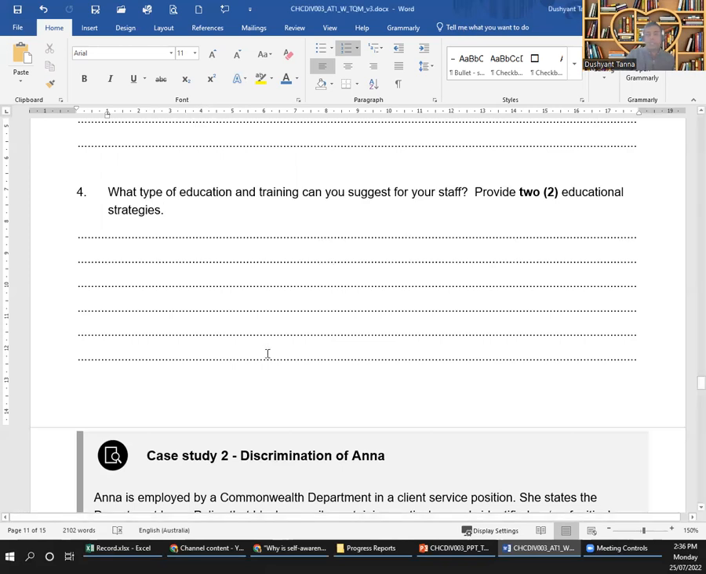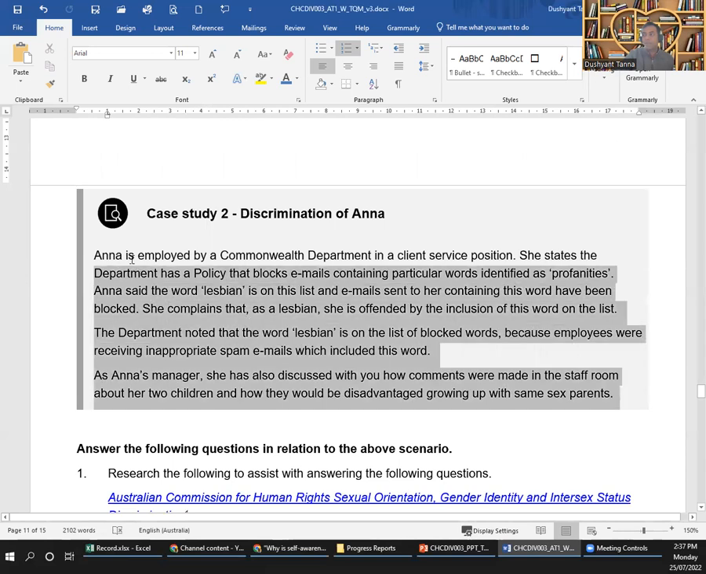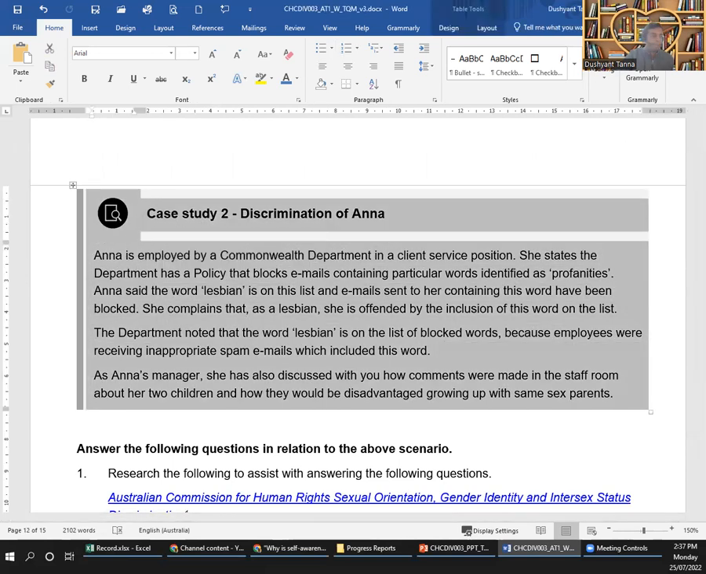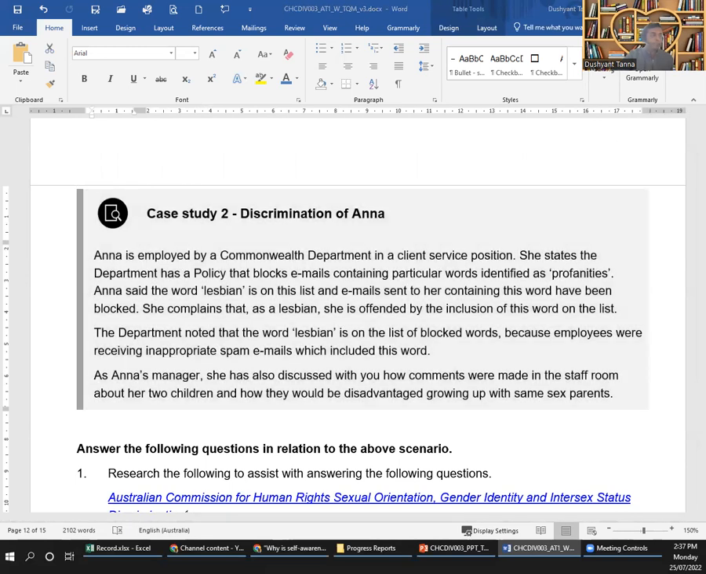If anything is not clear, just write in the chat or unmute and say it. Okay. Right, read this block. Case study two. Anna. Okay, so Anna is employed by a Commonwealth department, like a government department here, in a client service position.